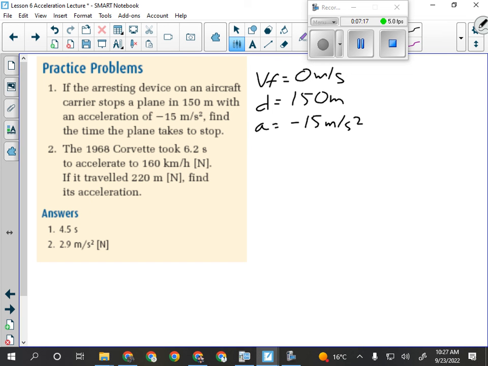And oh shoot, we're almost out of time. So we would solve for t. It would be d equals negative 1/2 at squared, and we would just be solving for t here, so we divide both sides by negative 1/2 of a and square root. And that'll get us our t. All right, we'll talk more about that one on Monday.